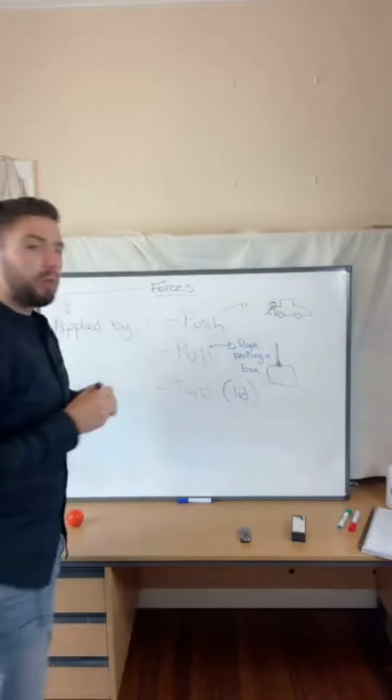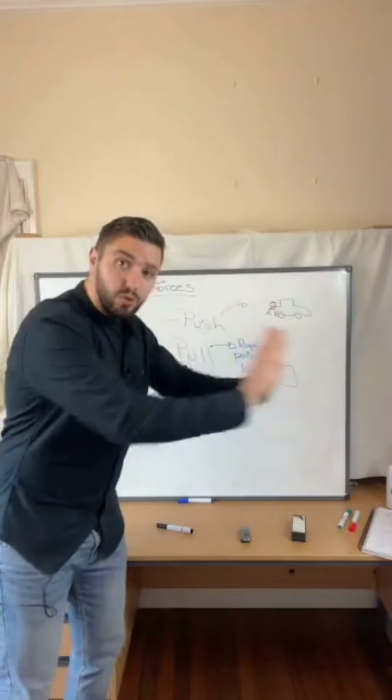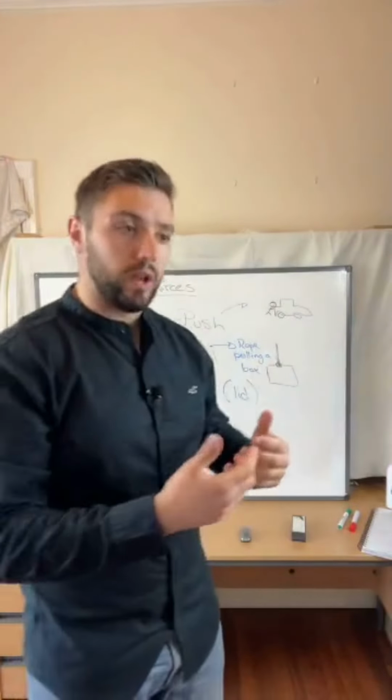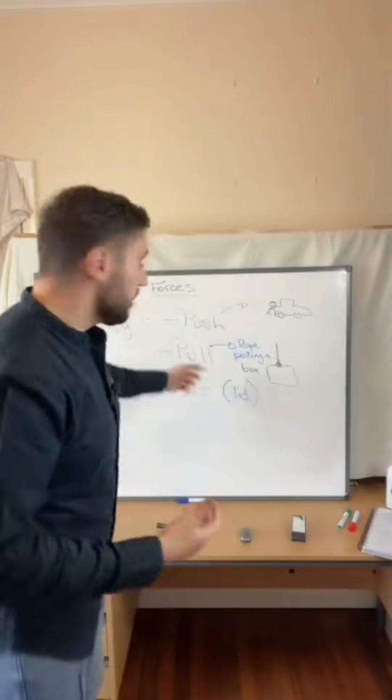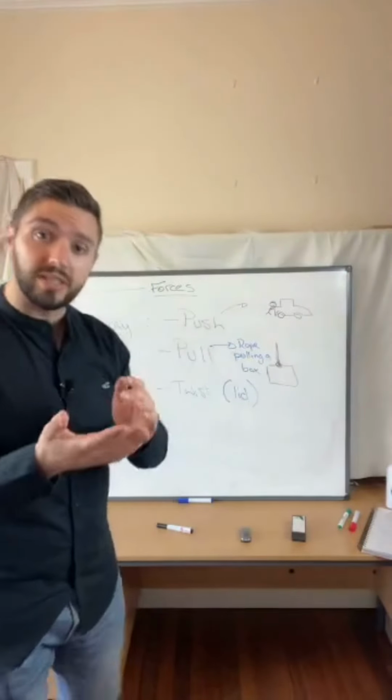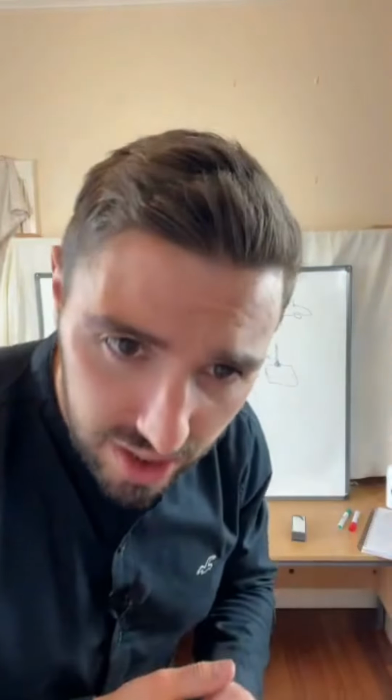Okay? So, push: you're physically moving the object forward, whether that's with a person or a machine or whatever it is. Pull, you're moving it towards you that way. And twist is a combination of both. Questions? Questions?